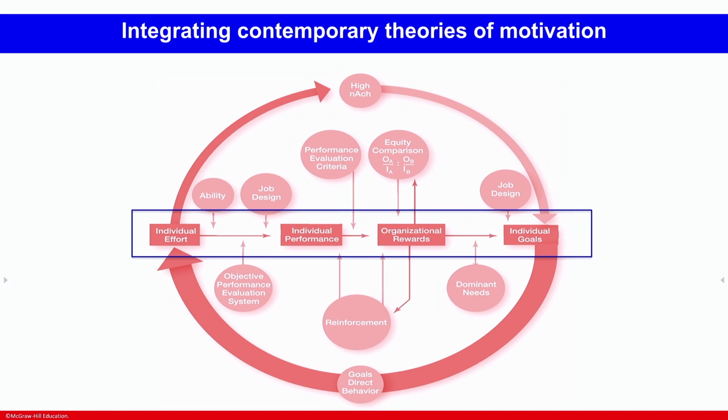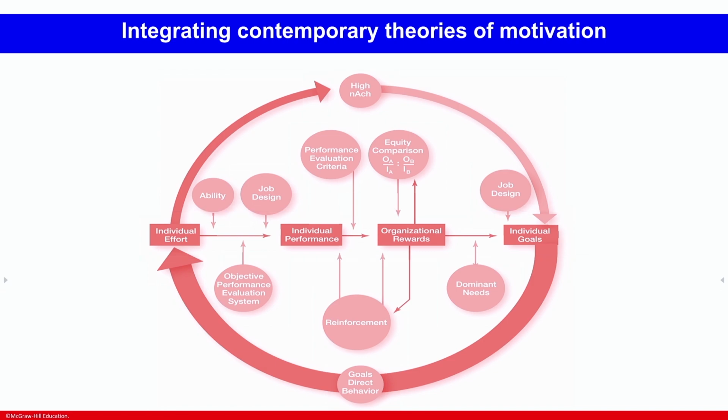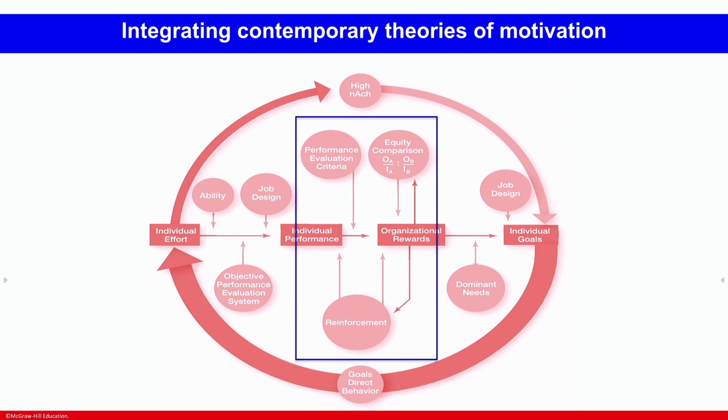Each of these relationships is influenced by certain factors. You can see from the model that the level of individual performance is determined not only by the level of individual effort, but also by the individual's ability to perform and by whether the organization has a fair, objective performance evaluation system. The performance-reward relationship will be strong if the individual perceives that it is performance rather than seniority or personal favorites or some other criterion that is rewarded.